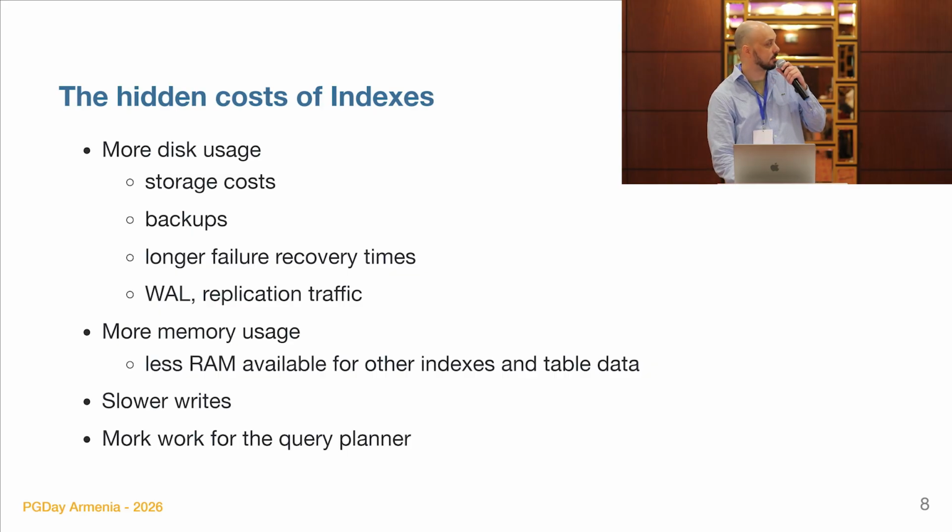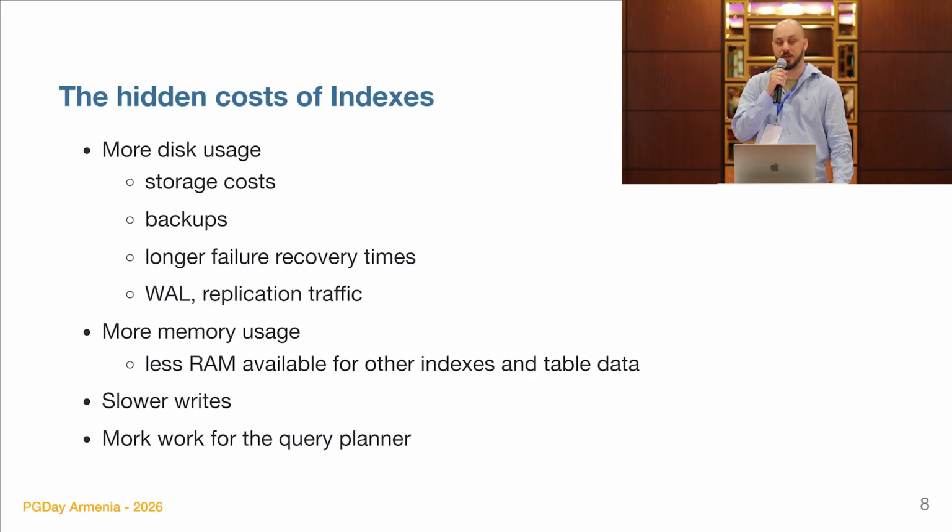So yeah, B trees are great, and they help us search data faster, but they have many hidden costs that we have to keep in mind when working with them. There is a disk usage cost, because they can become pretty big, sometimes even the same size of the database. And so this will increase storage costs. We need more space for backups. There will be longer failure recovery times, more generated WAL, replication traffic, and so on.